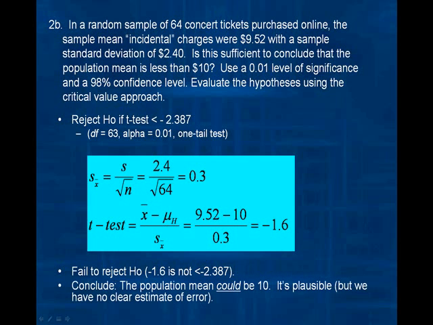And that is not less than minus 2.387, so we fail to reject H0. And we conclude that the population mean could be 10. It's plausible. We won't say we're confident or anything like that. The reason we say could, and that we don't express any confidence, is we don't have a clear estimate of error, like we would when we reject H0. When we reject H0, the error is that level of significance, in this case 0.01.